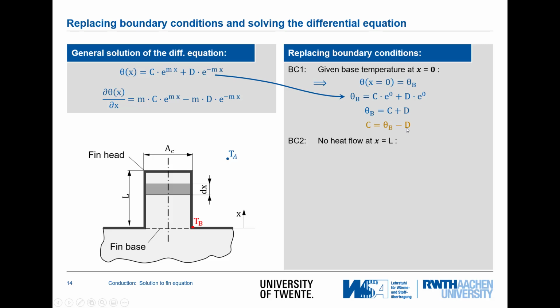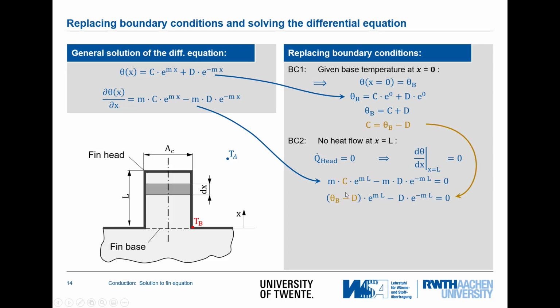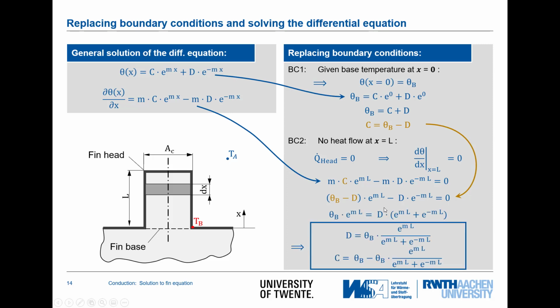Now the second boundary condition: let's assume that there's no heat flow at the location x equal to L, which allows us to use the first differential. So we say that the heat is 0, that the first differential of the temperature, or also of our temperature difference, will be 0. We can plug that in and have a second equation for our two unknowns c and d. We can use the first definition and plug that into the equation. Now we have an equation where the only unknown parameter is the constant d, for which we can solve. If we know the constant d, we can also get an equation for the constant c. Now we solved our differential equation.